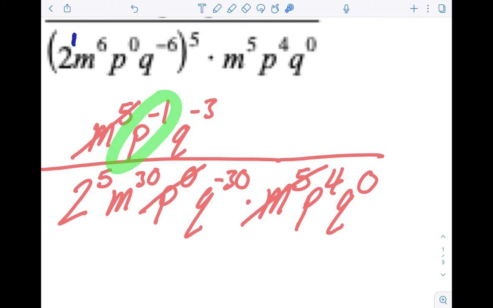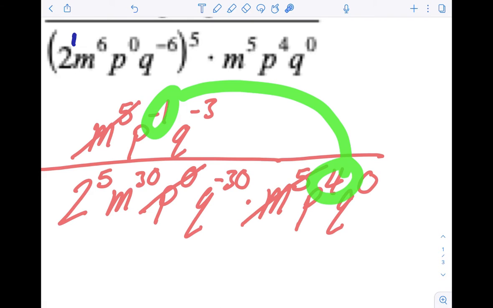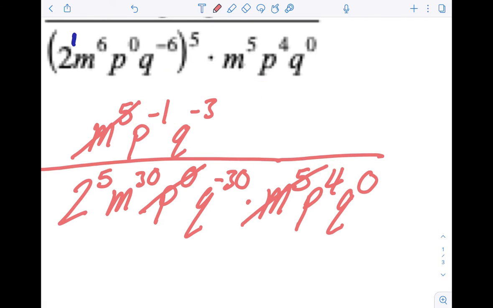What else can I do here? P to the negative 1 and p to the 4th. That means that negative 1 minus 4, well, let me do it on the side here. Negative 1 minus 4, same signs, so I add them. 4 plus 1 is 5, and it's a negative 5. So this is gone, and this is gone, and I'm left with p to the negative 5. I can erase this now.